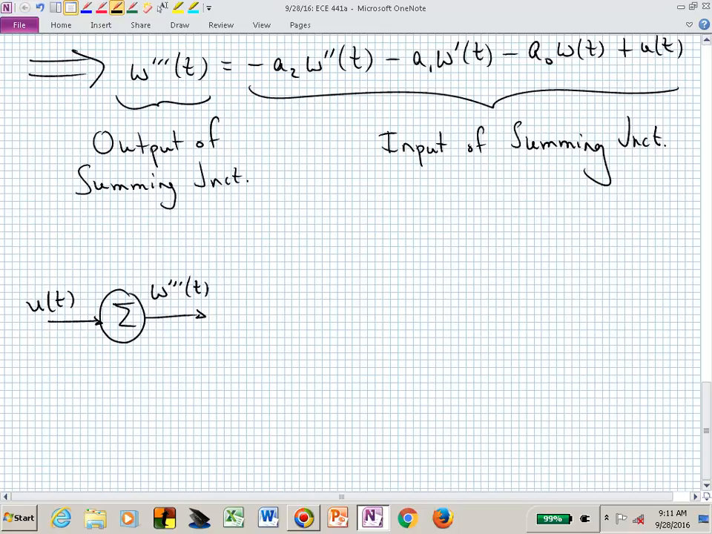Just keep integrating. If I integrate w triple prime, I end up with w double prime. I don't need to multiply a2 yet. What I'm trying to do, those a's or coefficients are going to weight these signals when I come back and feed them into the summing junction as inputs. But yes, I need to keep track of those coefficients. Right now I'm just trying to have fun with my integrators. And this will now be w prime.